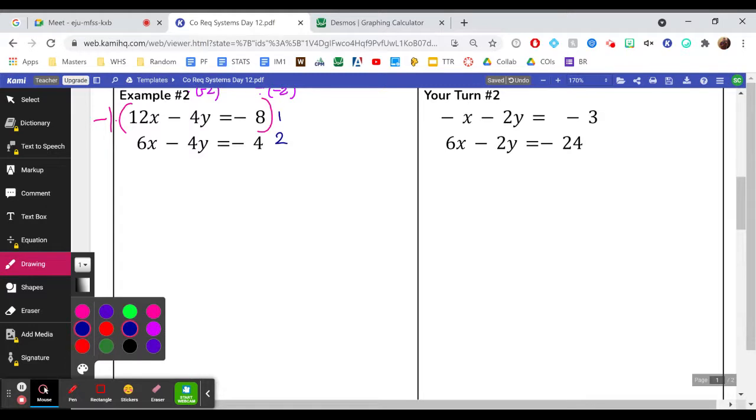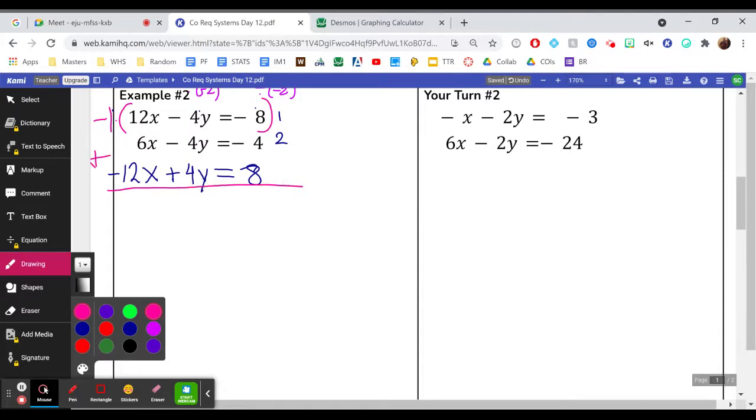-1 times positive 12x, we change the sign of the 12 and we get -12x. -1 times -4y, the negative becomes positive, and we have 4y. -1 times -8, again, the negative is going to be now positive. We have 8.